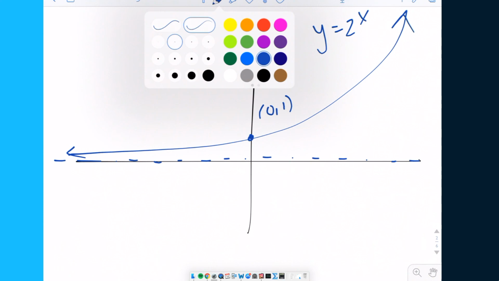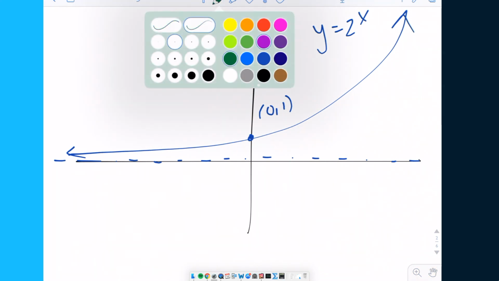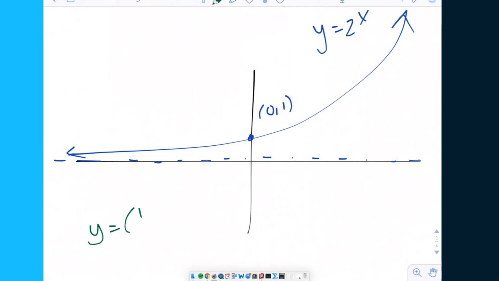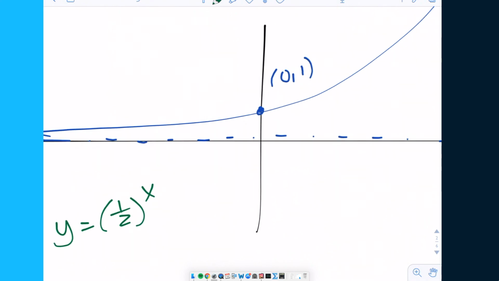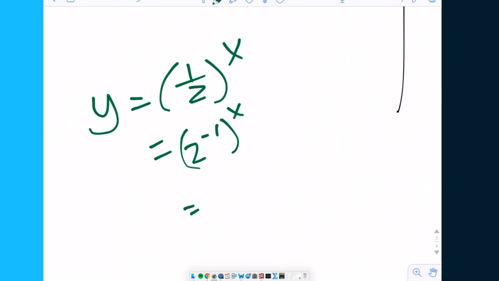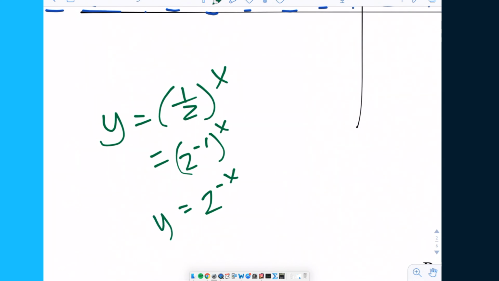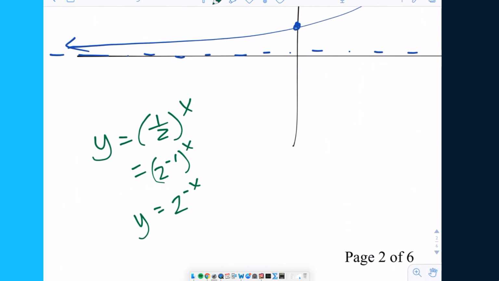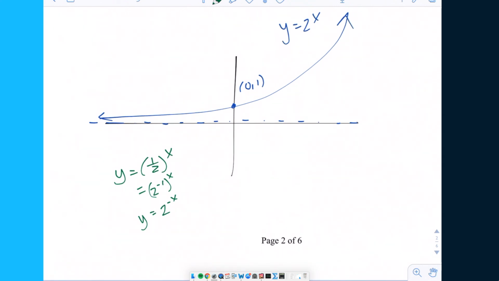What I want to do now is use a contrasting color like green. I want to sketch the graph of y equals 1/2 to the x. Now that's going to be decay. Yes? Let's go ahead and look at our algebraic transformations here. 1/2 to the x is the same as 2 to the negative 1st, to the x power. Would you agree? And now what can we do with our exponents? So when you raise a power to a power, you multiply, so that becomes 2 to the negative x. And so what that allows us to do then is to create the graph of 1/2 to the x by modifying the graph of 2 to the x.